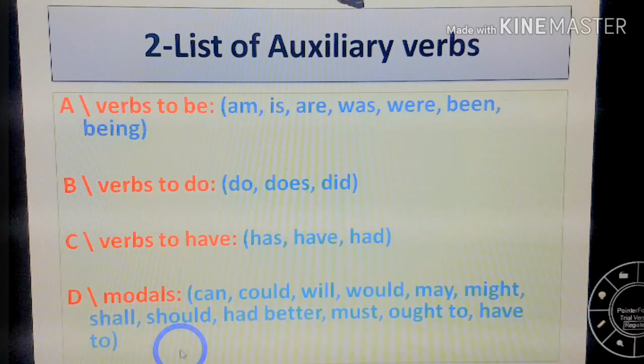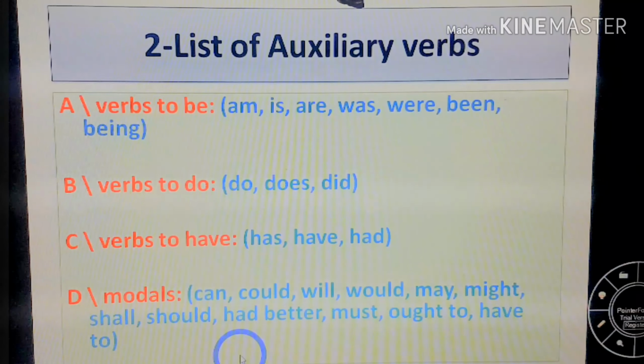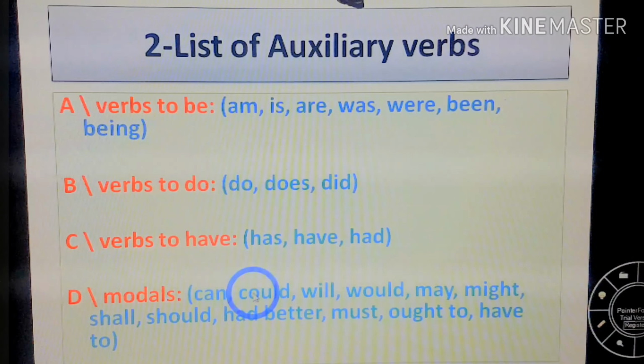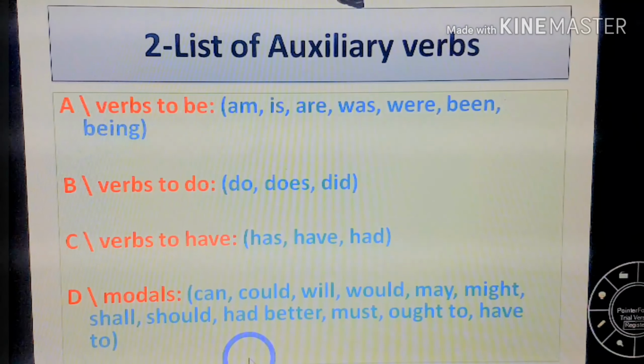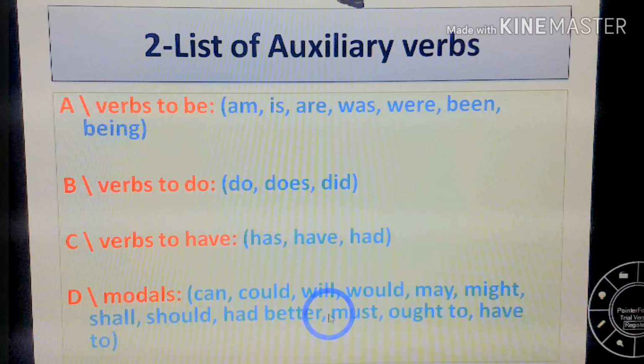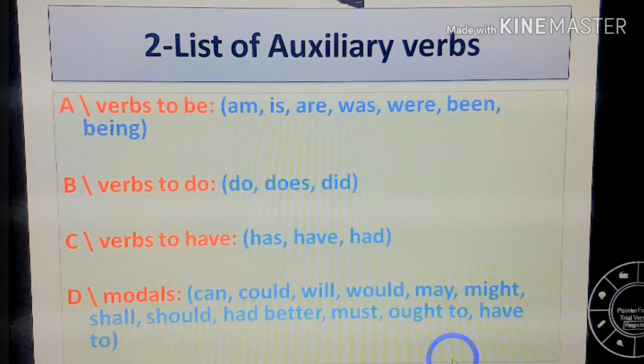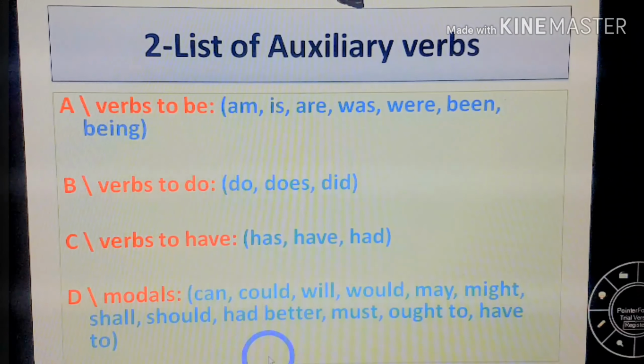These are the modals. Of course, the modals are slightly different from the others, because in the modals you have something special. For example, when I want to use can or could, can or could refers to possibility, the possibility of doing something. Will, would refers to the future action. When I say, for example, had better, must, should, this refers to advice, to giving advice.